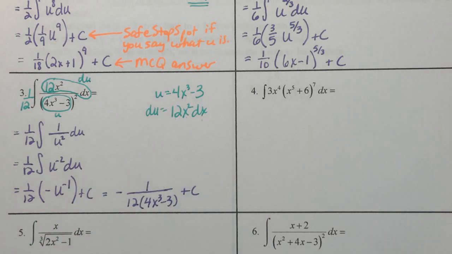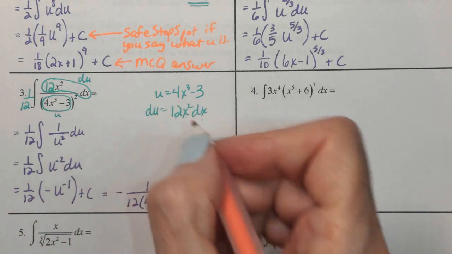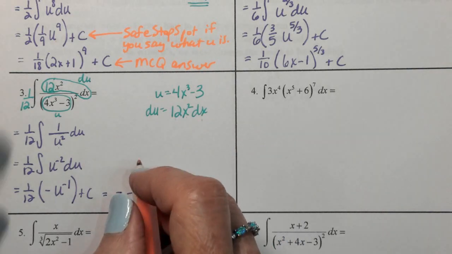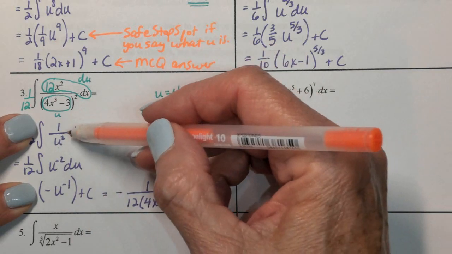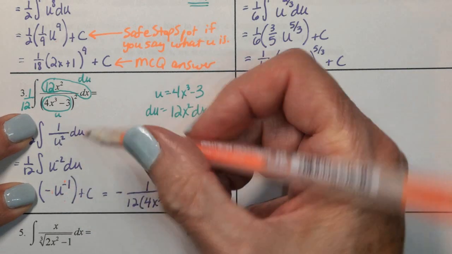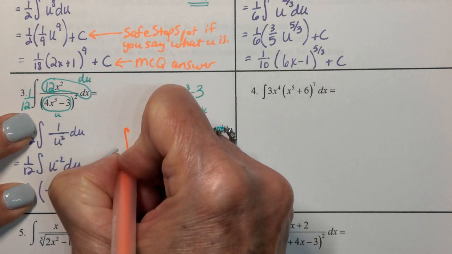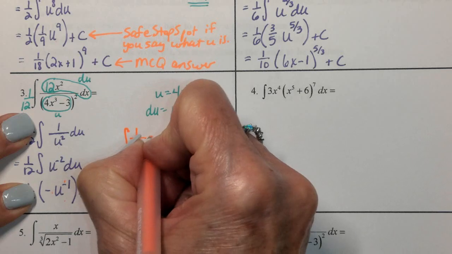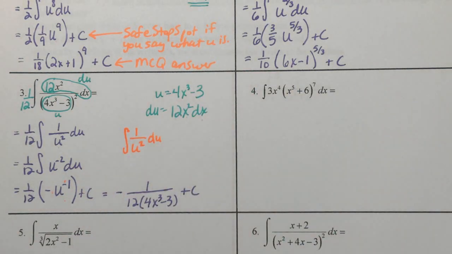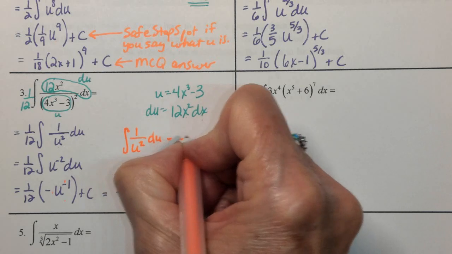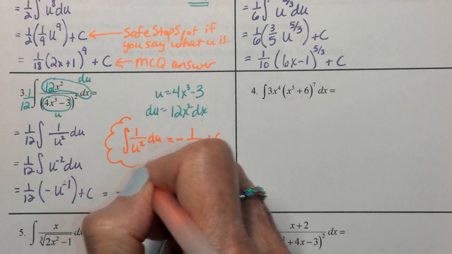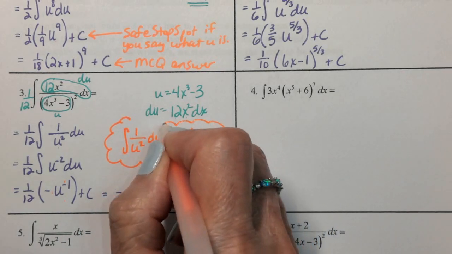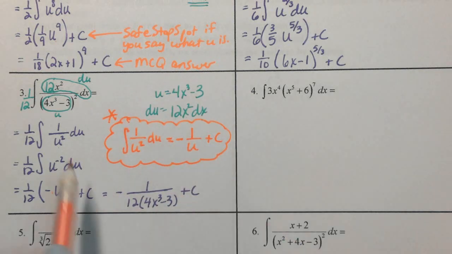Before I go any further, I want to make note of something. Ignoring that 1/12 and only looking at the integral of 1 over u squared, we got negative 1 over u. That is a good thing to memorize, because it pops up a lot. The integral of 1 over u squared is negative 1 over u. It's a good thing to memorize because it pops up a lot and it saves you from doing two of the steps.